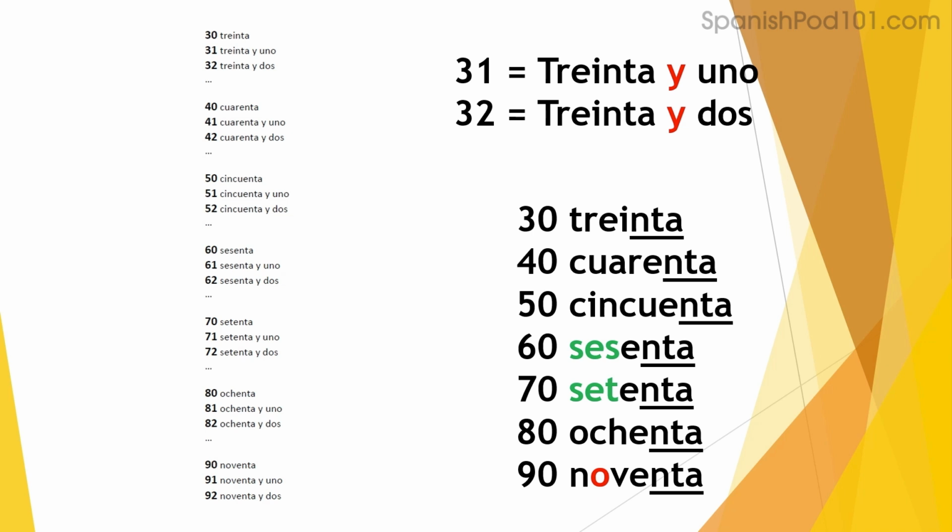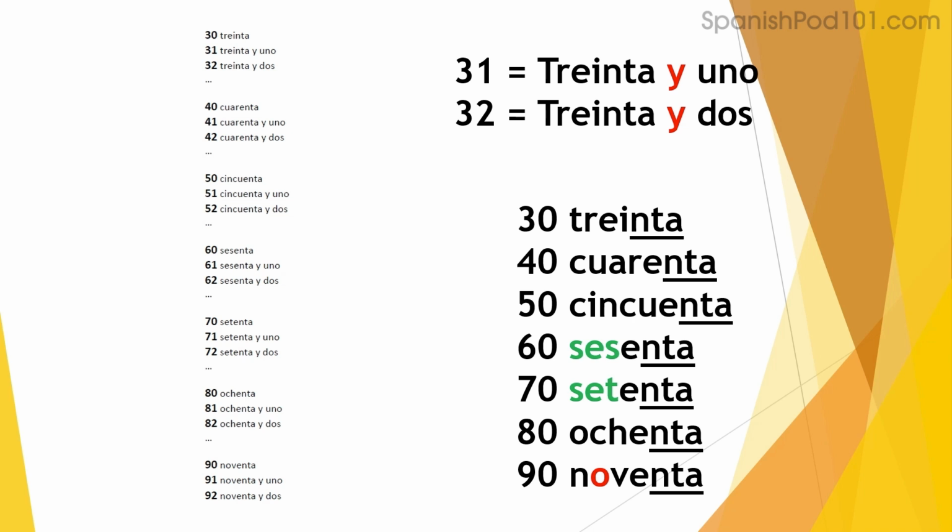To make memorizing easier, you're going to notice that these numbers end in NTA, okay? They all end on the same three letters, NTA. So that ta sound, no? 30, 40, 50. Another thing to keep in mind is the difference between 60 and 70. It's quite common to get these two mixed up. So just bear in mind, 60 is sesenta, and 70 is setenta.